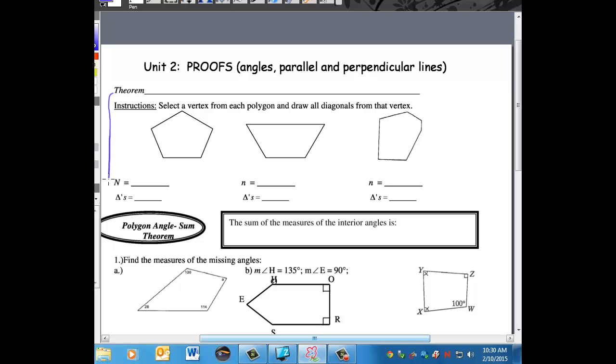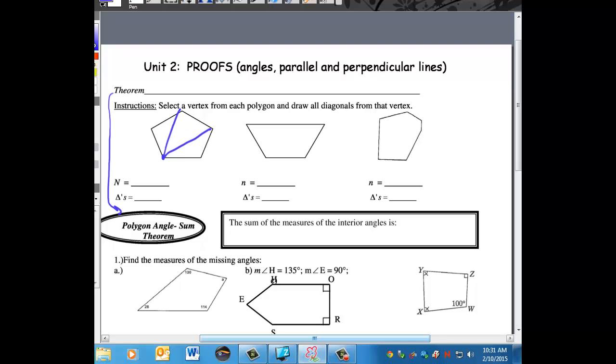and we'll define what it is down here. So just kind of ignore this first theorem, or just draw an arrow down to the name of this theorem. So first, we're told to select a vertex from each polygon and draw all diagonals from that vertex. So let's start with this angle, or this vertex. We're going to draw all diagonals from this angle. So we have one diagonal and a second diagonal. And that's it. I can't draw any other diagonal.